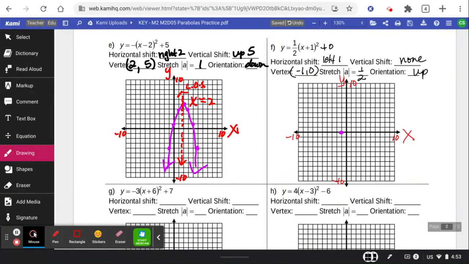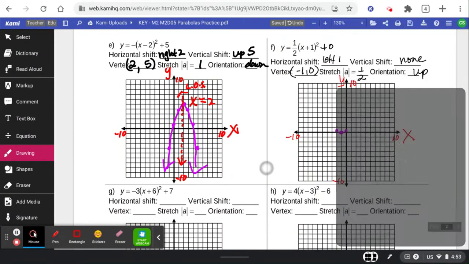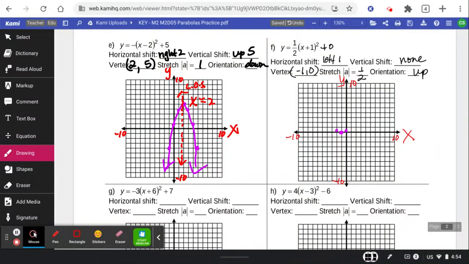From there, I'm doing a half as fast stretch. So out 1 would normally be up 1. I'm going out 1, up a half. Out 2 would normally be up 4. Oh, half of 4. Out 2, up 2. Out 3 would normally be up 9, so I'm going out 3, up 4.5.